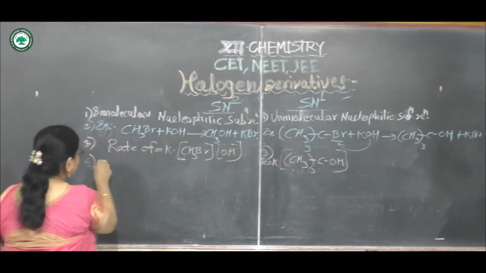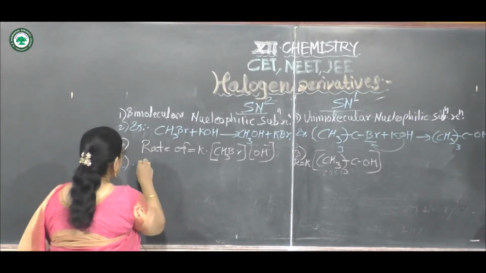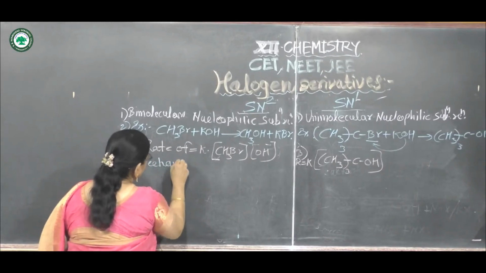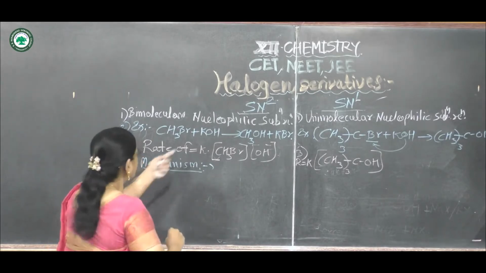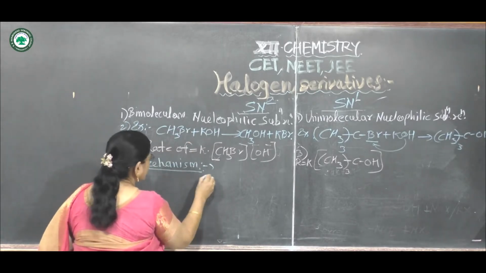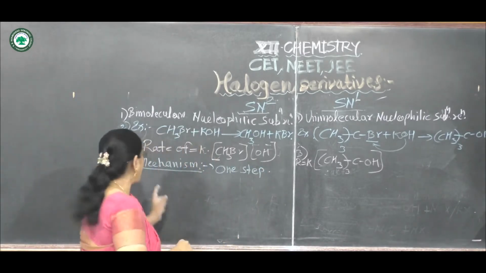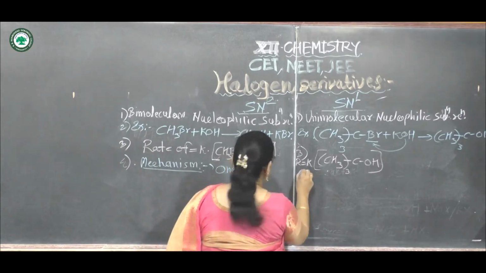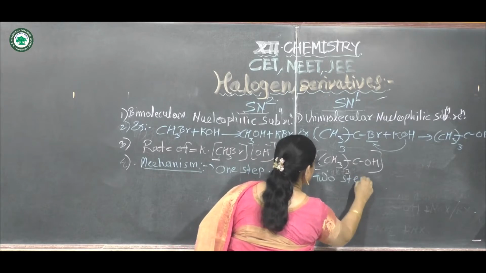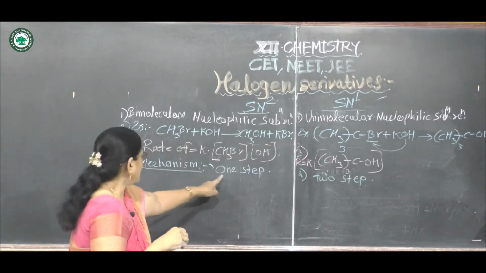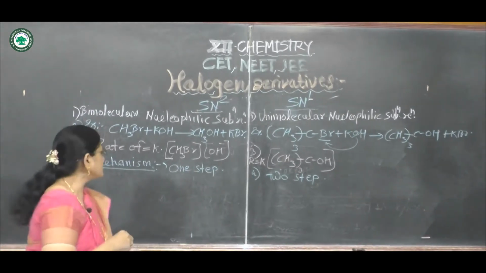Then fourth, what about the steps, the mechanism of SN1 and SN2 reactions. In this mechanism, the SN2 reaction is only a one-step reaction. And in the SN1 reaction, the fourth point, it is a two-step reaction. Here in the mechanism there is a one-step reaction, and here there is a two-step reaction.